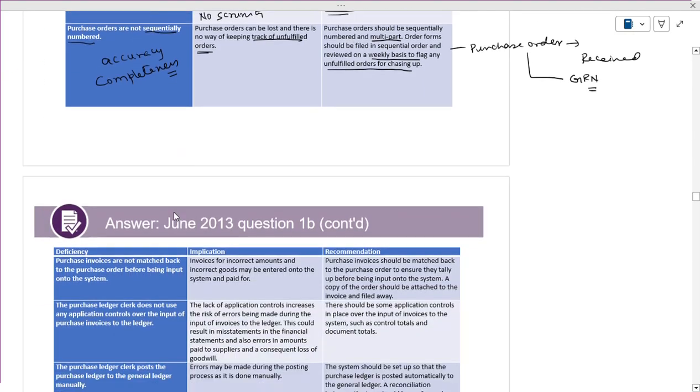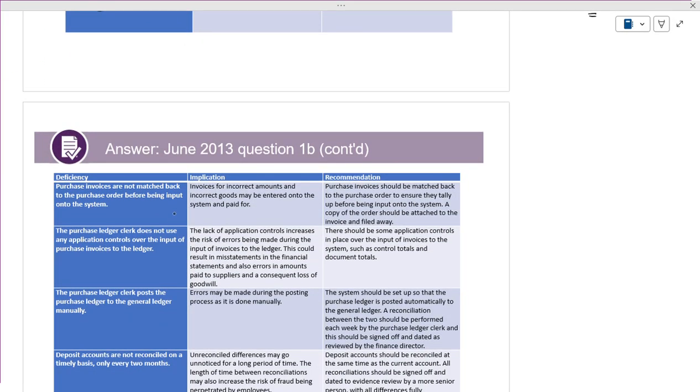Now, what it says: purchase invoices are not matched to the purchase order before being put in the system. You should have a purchase order, you should have a goods received note, and you should have a sales invoice.